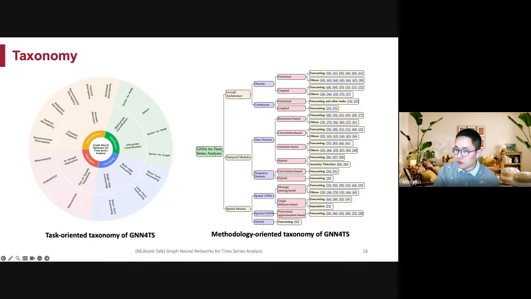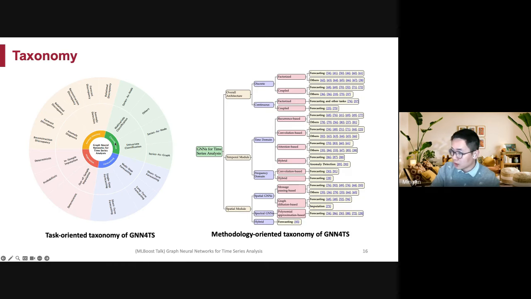And here are two taxonomies we introduced. The left side is the task-oriented taxonomy of GNN for time series. Here we have four axes. The first one is forecasting. In forecasting, we can do, for example, multi-step or single-step forecasting, and in most cases we consider multi-step forecasting. In that, we can do short-term and long-term. So that's about the different tasks involved when we talk about GNN for time series.